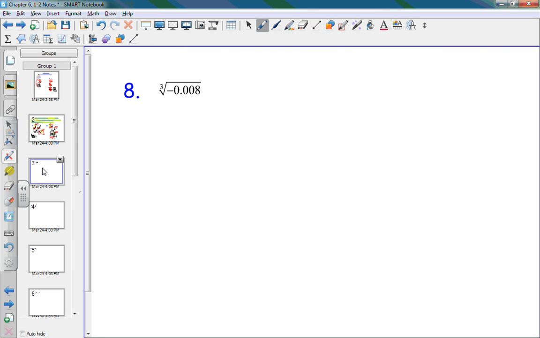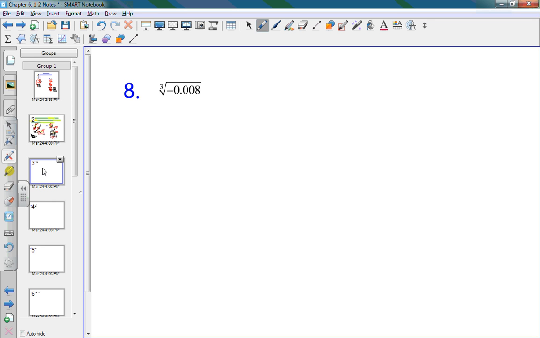Again, number 8. No variables in here, right? Since there's no variables, I don't have to worry about absolute value, do I? So let's go ahead and just calculate this. Well, I have negative 0.008. Does my brain think in decimals? No, so what should I do?